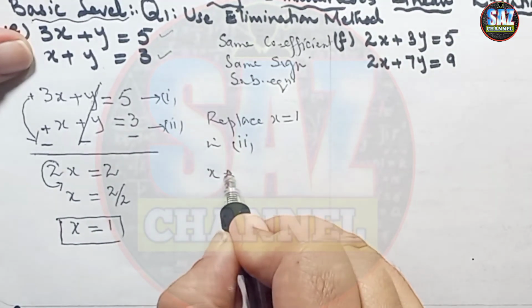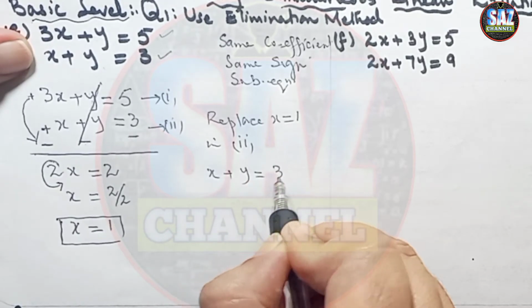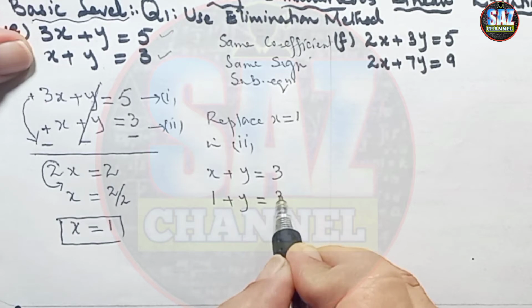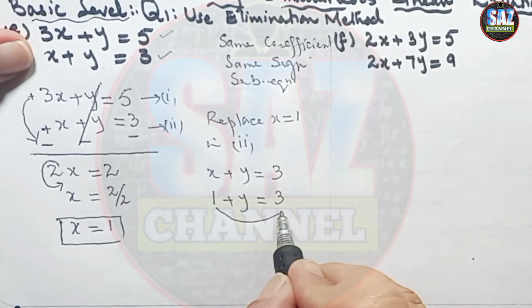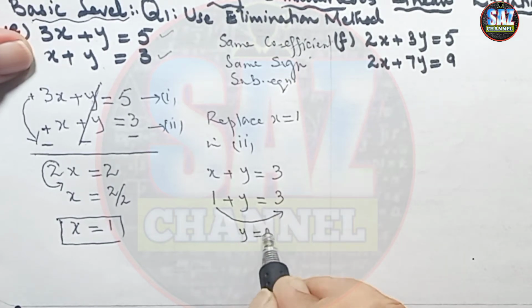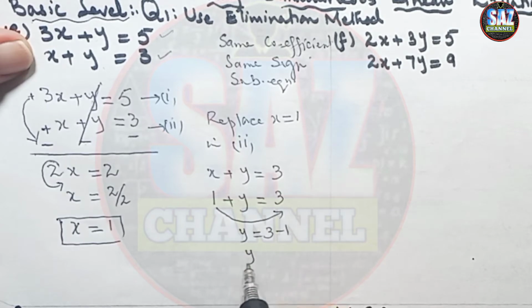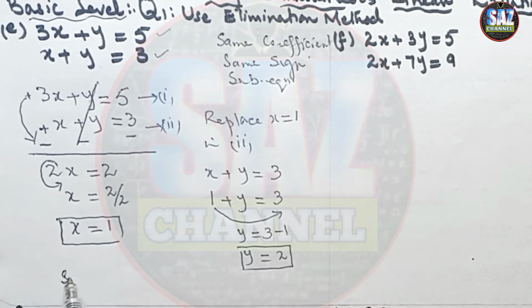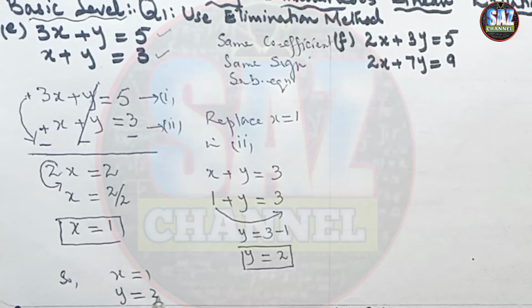So equation 2 is x plus y equals 3. Replace x by 1 in order to get the value of the other variable. Shift 1 to the other side. y equals 3 minus 1, y equals 2. So the solution for this question is x equals 1 and y equals 2.